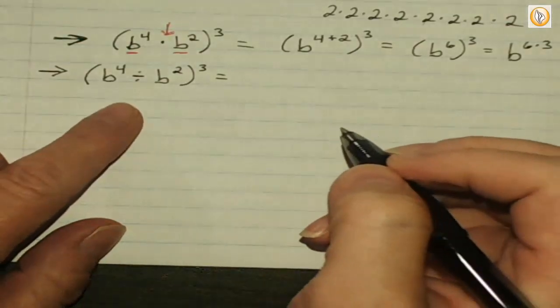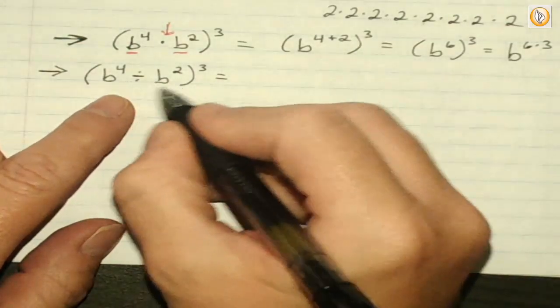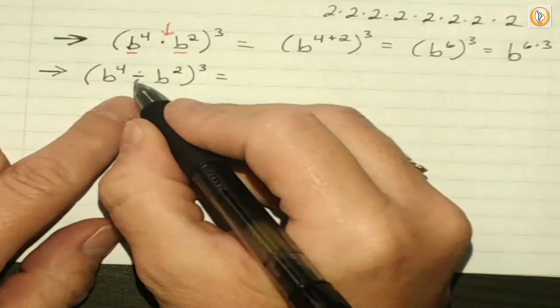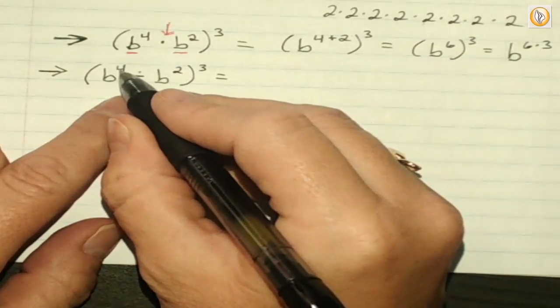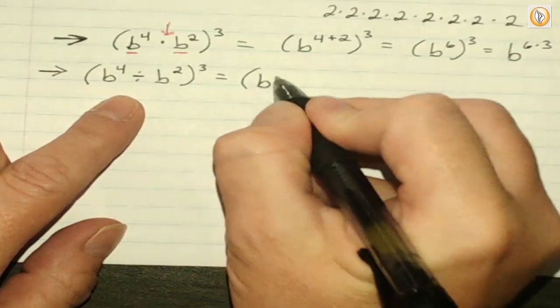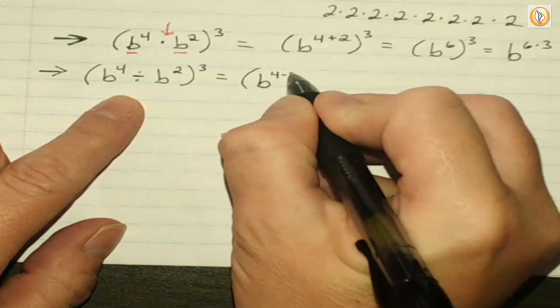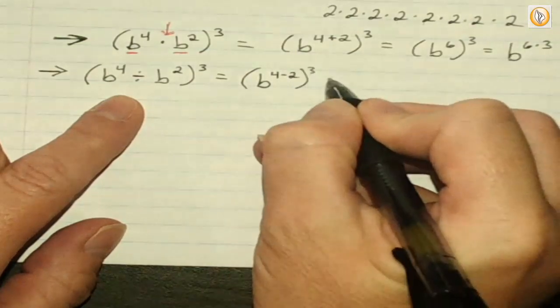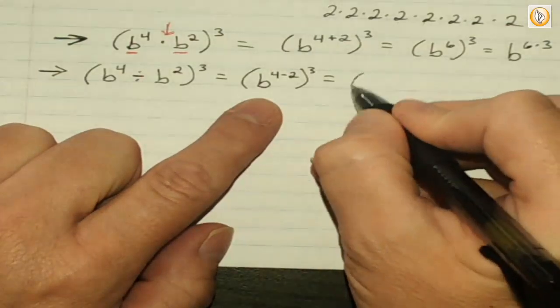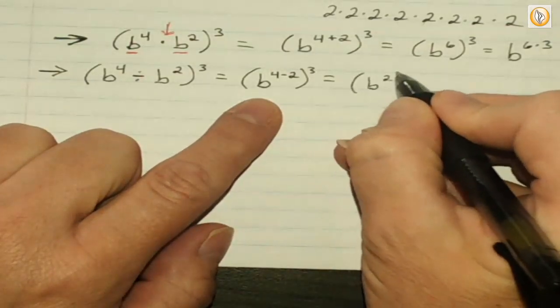We do 4 minus 2. Okay, so we're going to work inside the parentheses. Bases are the same. We're dividing, so we're subtracting exponents. Very good, Tanner. So I have 4 minus 2, raised to the 3rd power. So what do you get? 4 minus 2 is? 2.